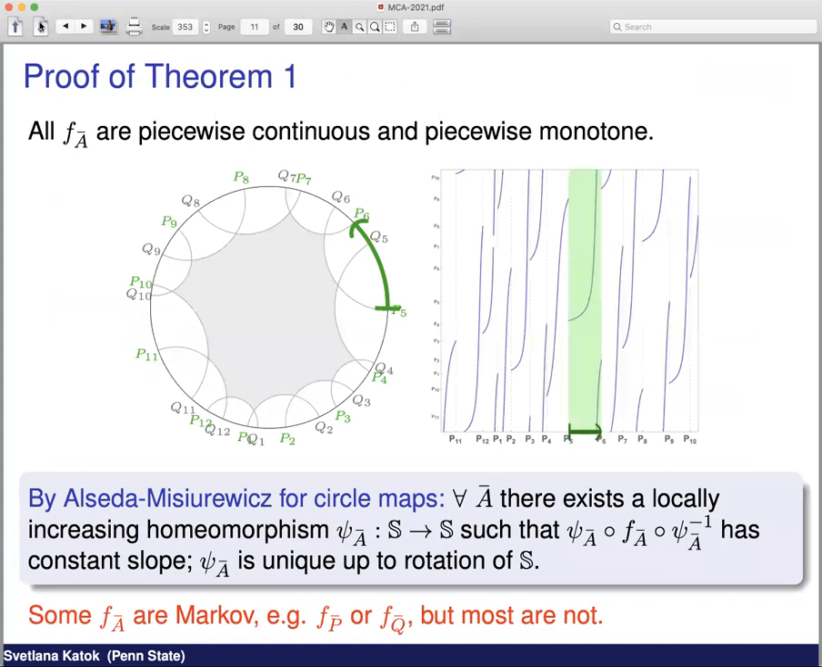All right. Okay. So let me start explaining how theorem 1 is proved. First of all, as I mentioned before, all these boundary maps FA are piecewise continuous, piecewise monotone, and you see here you have P, say PK and QK. Yeah, this is P5 and this is P6. Okay, so between P5 and P6, you use T5. Okay, and this is a graph of T5.